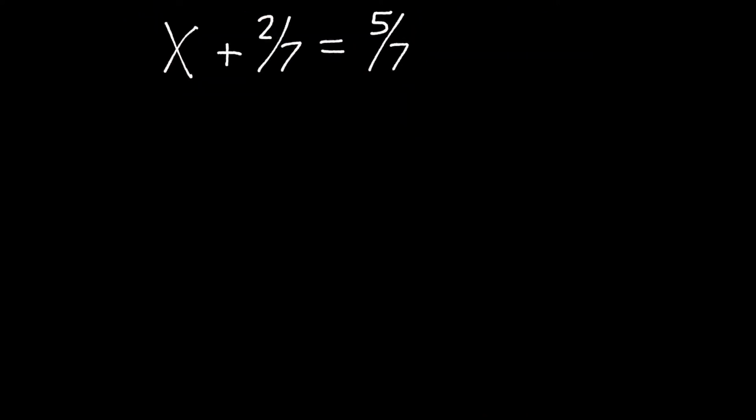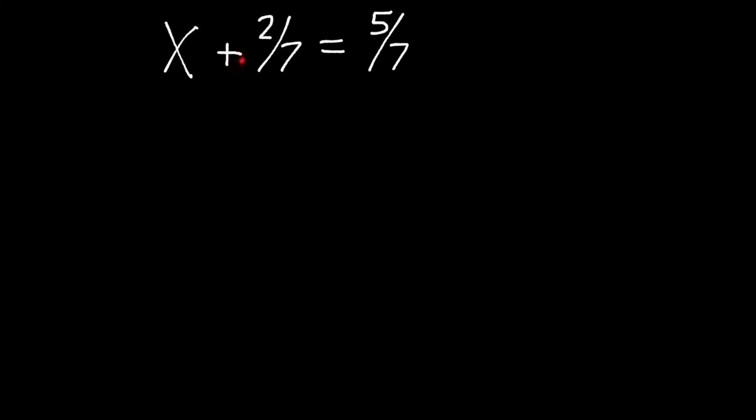Alright, in this example we have some fractions looking at us, and we are working with x plus 2/7 equals 5/7. Now, even though we have fractions here, it shouldn't scare us away. We can add or subtract fractions very nicely as long as their denominators are exactly the same. And in this case, they just so happen to be the same.